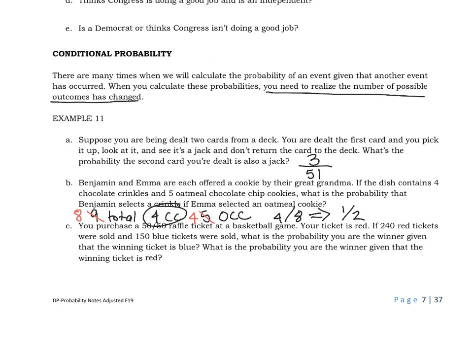C, you purchase a 50-50 raffle ticket at a basketball game. Your ticket is red. If 240 red tickets were sold and 150 blue tickets were sold, what is the probability that you are the winner given that the winning ticket is blue? Okay, so we are looking for, and I'm going to show you kind of a different notation here. We're looking for the probability that you win given the winning ticket was blue.